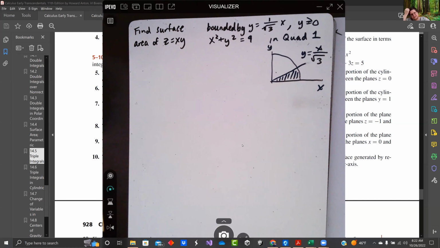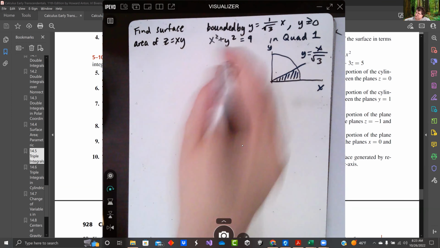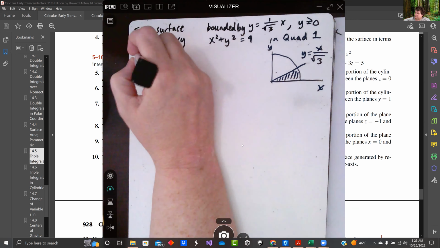So we want to find the surface area of z equals xy. We're going to bound it by y equals 1 over root 3 x, x squared plus y squared equals 9, and we're going to have it in quadrant 1, and y greater than 0. So we're looking at this wedge right here. Pro tip, it looks like it's a polar type thing, not only from the picture, but the equation. We should switch to polar.